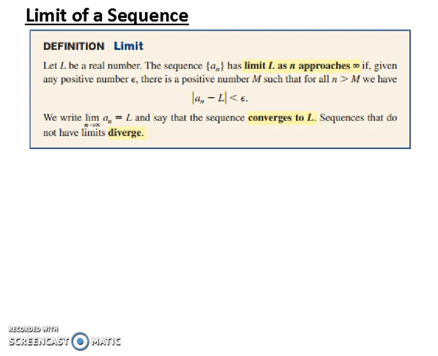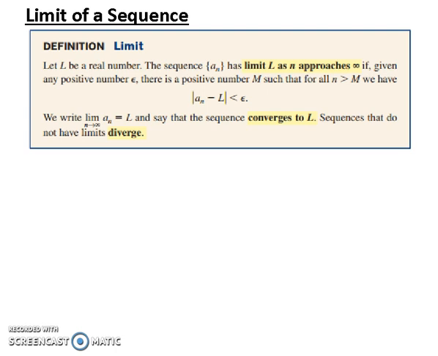So this is the definition for it. It just says the sequence a sub n has a limit L as n approaches infinity if, given any positive number epsilon, there is a positive number m such that for all n greater than m, we have the absolute value of a sub n minus the limit is less than epsilon. All it means is, does it have a limit as n approaches infinity? Then we say that it converges to that limit value. And if they don't have a limit, then we say that those sequences diverge.